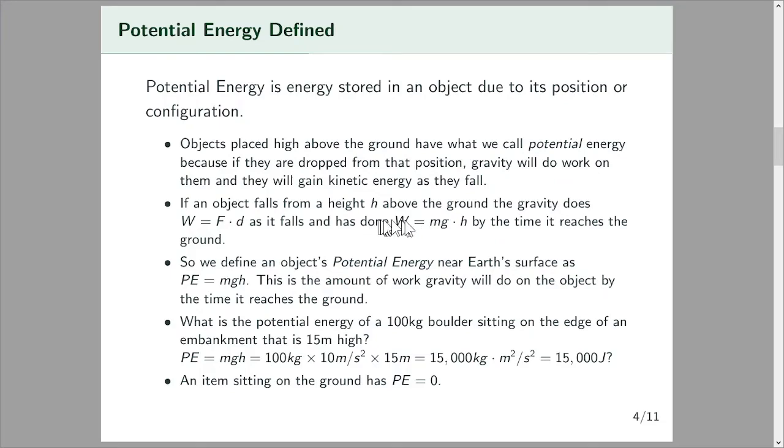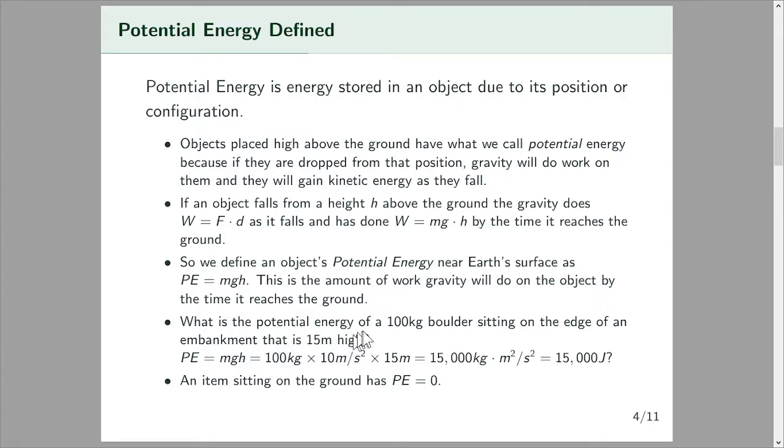And so if an object falls from a height h above the ground, gravity does work equal to force times distance, or mgh, by the time it reaches the ground. So we define the object's potential energy near the Earth's surface, within a mile or two of the Earth's surface, as m times g times h. That's its potential energy. This is the amount of work gravity would do on it before it reaches the ground, if it's dropped.